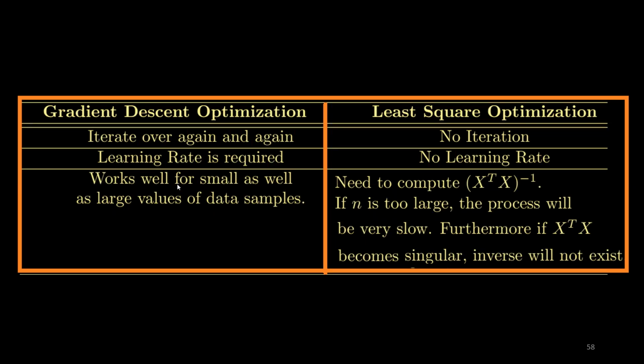Gradient descent also works well for small as well as large numbers of data samples. We know that if the data samples are small, we can apply gradient descent as well. But there is a potential issue with least square optimization. There are two issues. The first issue is that this inverse should exist. Furthermore, if X transpose X becomes singular, the inverse will not exist. The second issue is that if n is too large, the process will be very slow. So the problem is that the inverse should exist, and the other thing is that if the number of samples is too large, then it will be a slow process.